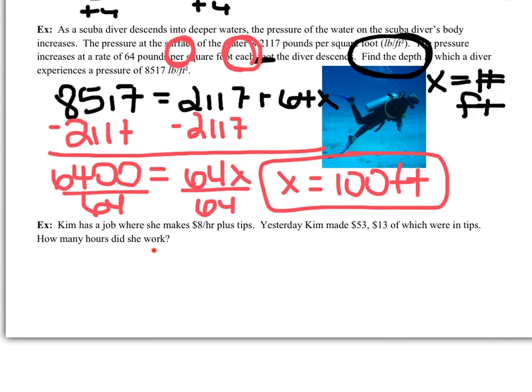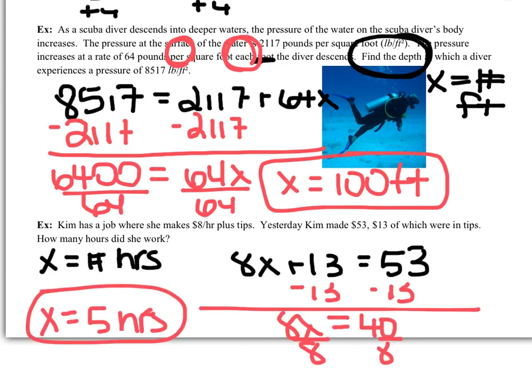So for this problem down here with Kim and the job, I want you to set up an equation, so an equation to represent the situation, just like up there in black. Make sure you identify a variable, and typically your variable is going to identify the thing that you don't know. So then set up and solve the equation. Pause the video, come back and press play when you're ready to check.